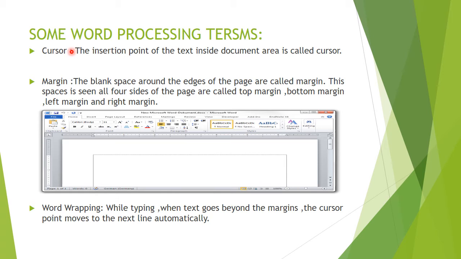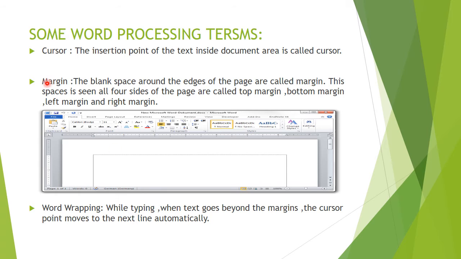Okay, our second topic is some word processing terms. In these terms we will discuss what is cursor, what is margin, and what is word wrapping. These are very easy topics. The insertion point of the text inside the document area is called a cursor. You see my cursor in this image, in my document area.